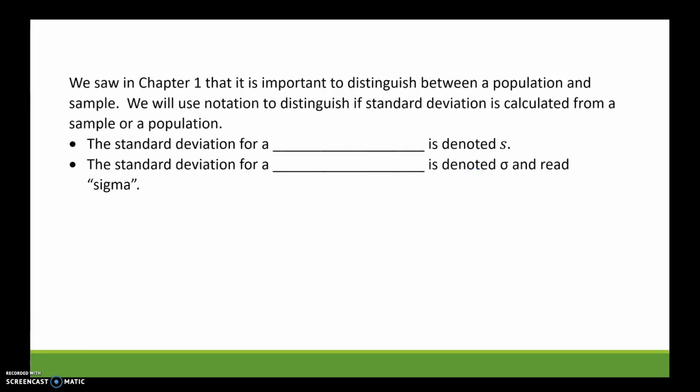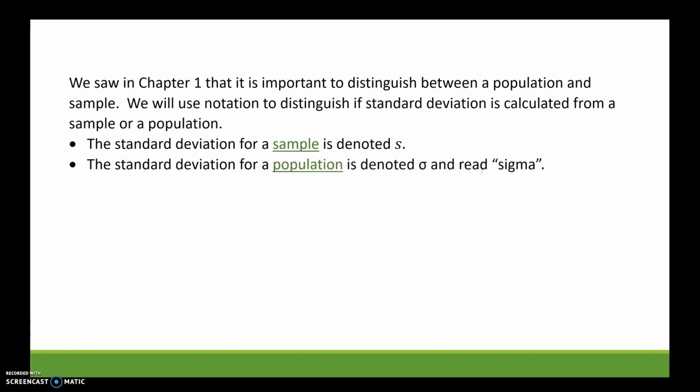Now, we spent some time previously in class talking about the difference between population data and sample data. So recall with the mean, there was a difference in the notation that we used if the mean was calculated from a population or a sample. Well, the same thing holds true for standard deviation. If we calculate the standard deviation from sample data, we're going to use the letter s. If we know the standard deviation for population data, then we're going to denote that with the Greek letter sigma, and that is read sigma.